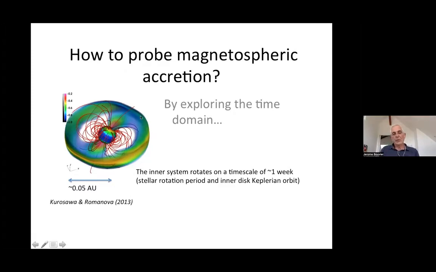And this is also the co-rotation period at the inner disk edge, which means that this whole inner system rotates within a few days, typically 6 to 8 days. Therefore, if you follow the variability of the system over one or two or several rotational cycles, then from the variability you observe, you can infer the structure and the physical conditions in the magnetospheric accretion region. That's how we mostly try to investigate the physics of this process.